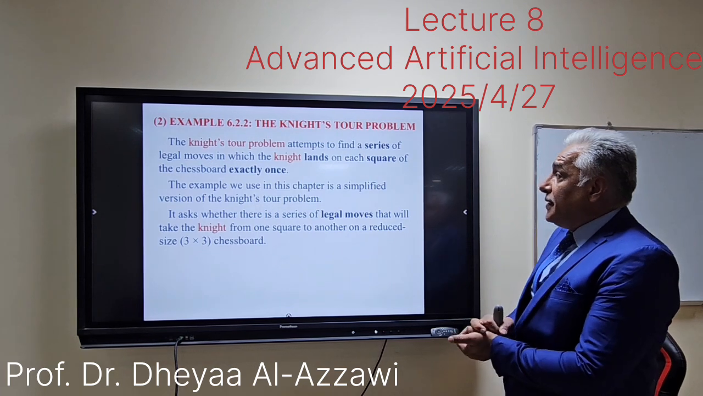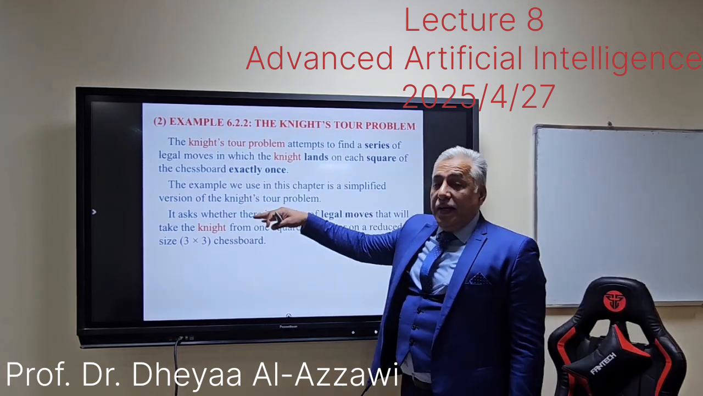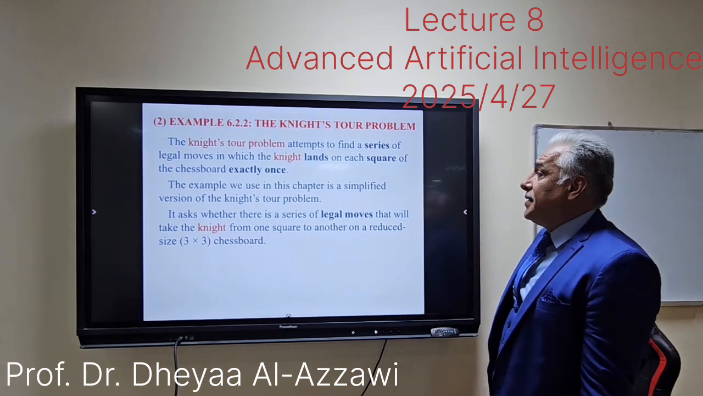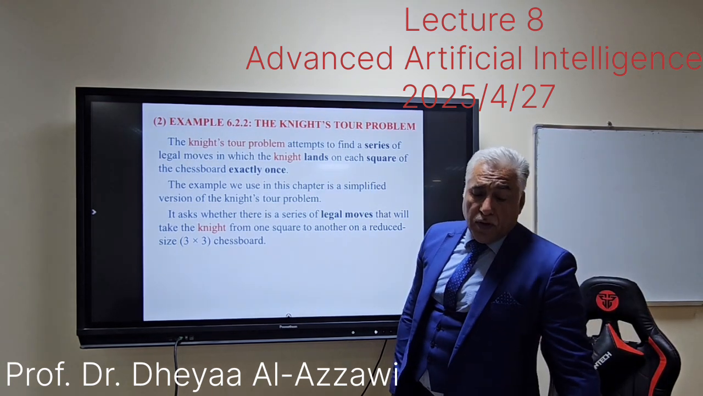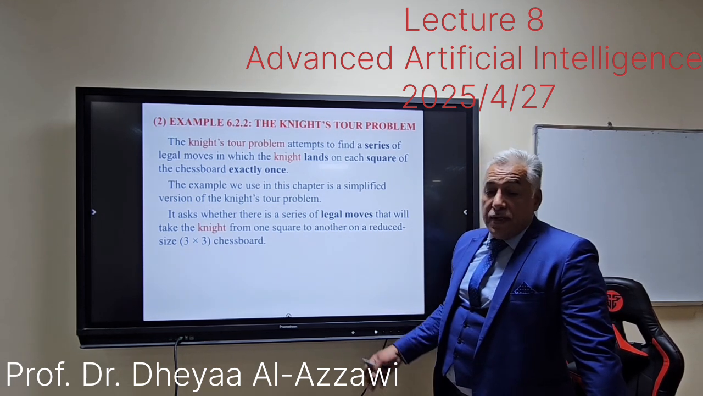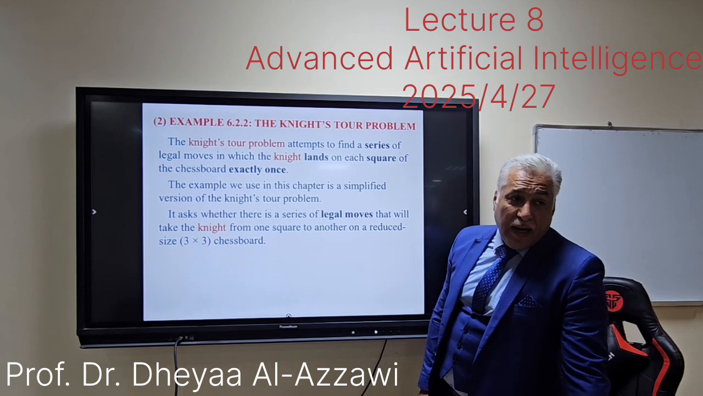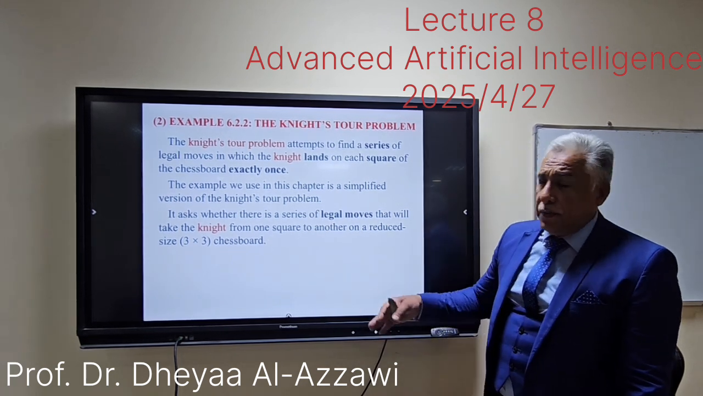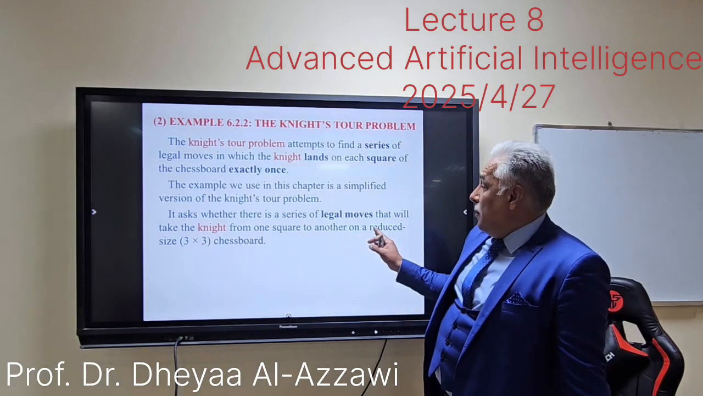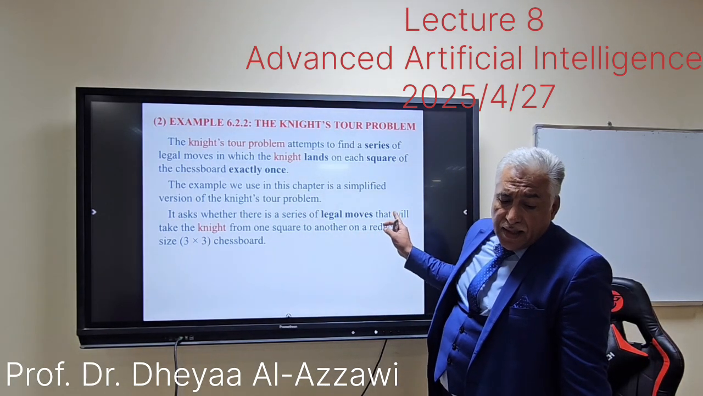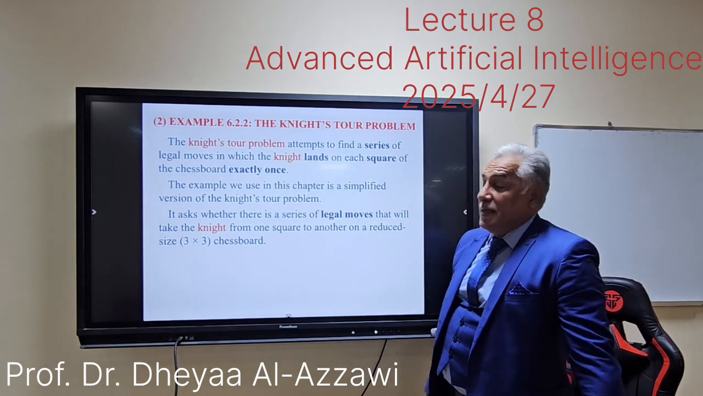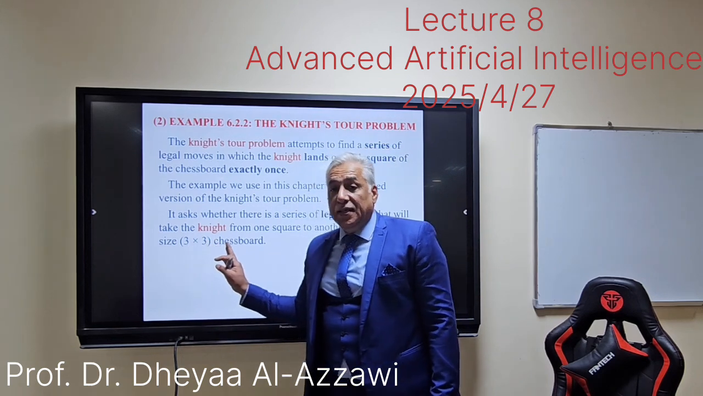The knight's tour problem seeks to find a series of legal moves in which the knight lands on each square of the chessboard exactly once. The example we use in this chapter is a simplified version of the knight's tour problem. It asks whether there is a series of legal moves that will take the knight from one square to another, on a reduced size 3 by 3 chessboard.